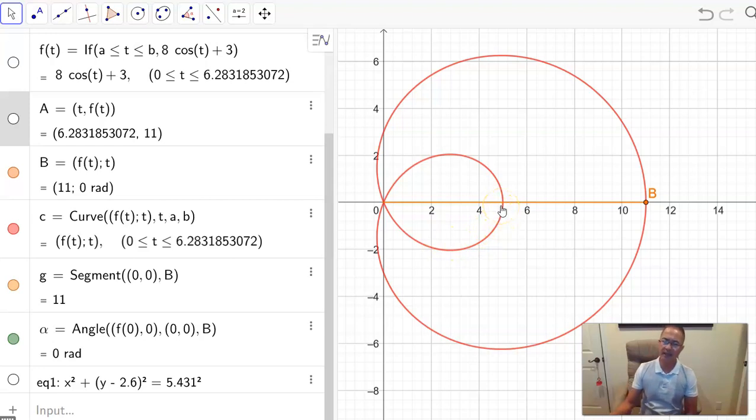Now, what is this halfway angle? That's not 0. That is on the left side of the circle, which would be pi. So remember, if theta is pi, we can see it here. Cosine pi is -1. So we get -8 plus 3, -5. That's why we are at 5 over here.